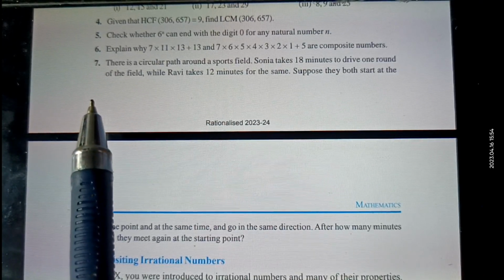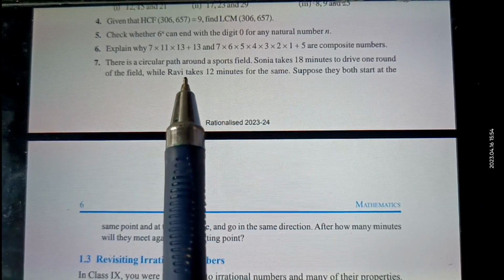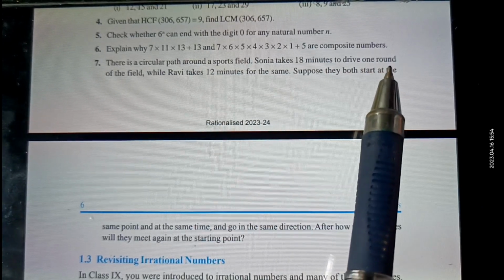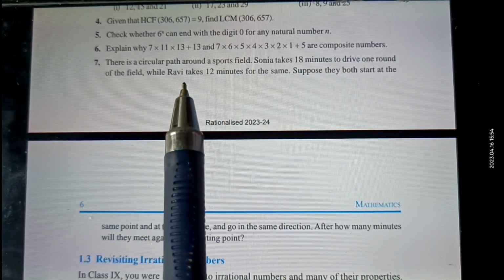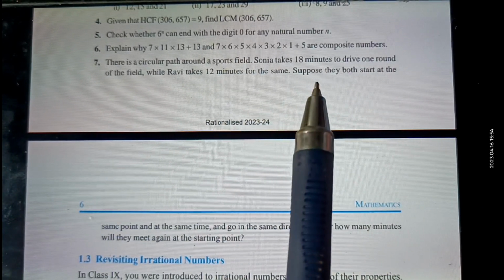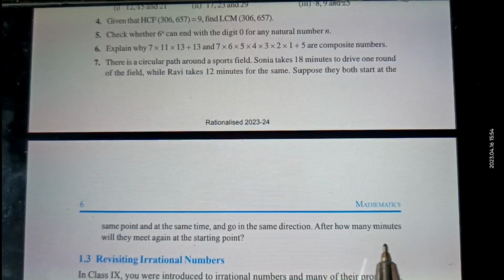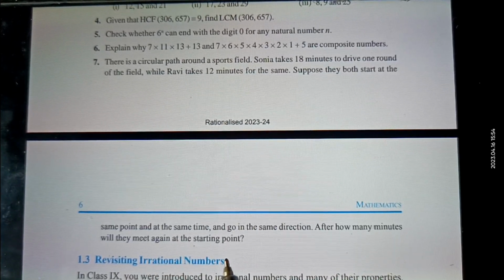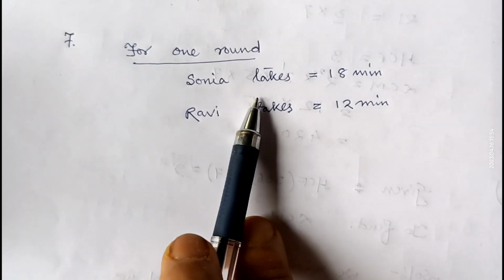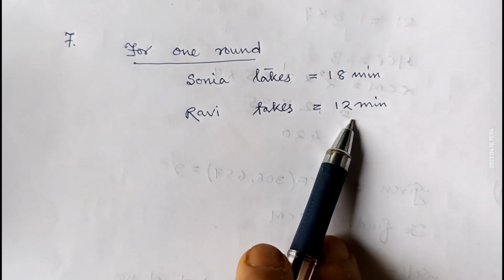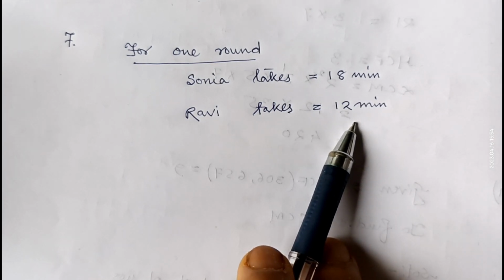In question number 7 it is given that there is a circular path around a sports field. Sonia takes 18 minutes to drive one round of the field while Ravi takes 12 minutes for the same. Suppose they both start at the same point and at the same time and go in the same direction. After how many minutes will they meet again at the starting point? In this sum, Sonia takes 18 minutes for one round and Ravi takes 12 minutes. Now here we have to find after how many minutes they will meet again at the starting point.